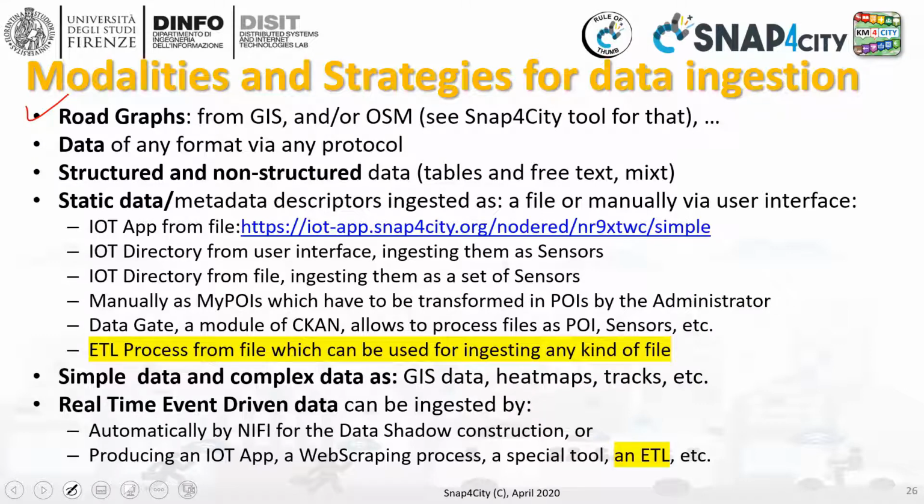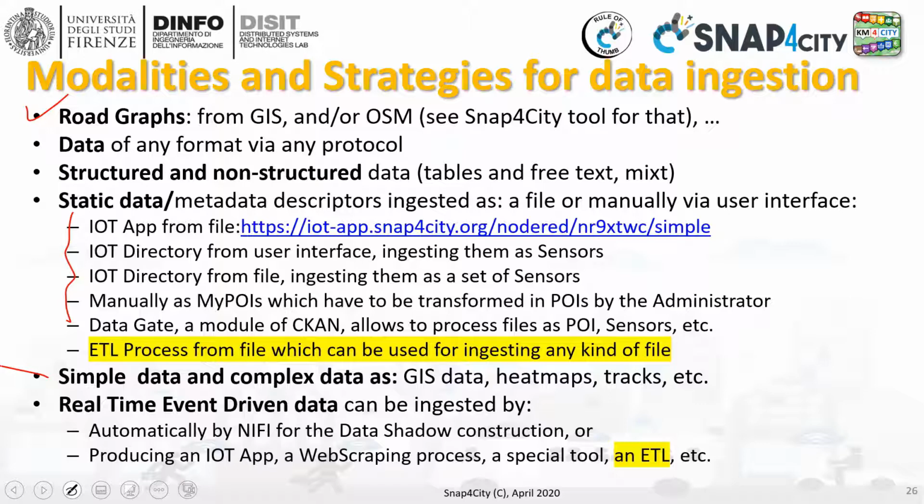The other static data may come from GIS, so the shapes of a garden, the path of a cycling path, the path for your transportation in GTFS, the heat map of hot places, the heat map of your environmental data, the tracks and trajectories of your people in the city, and so on. All this kind of data can be taken into Snap4City and managed.